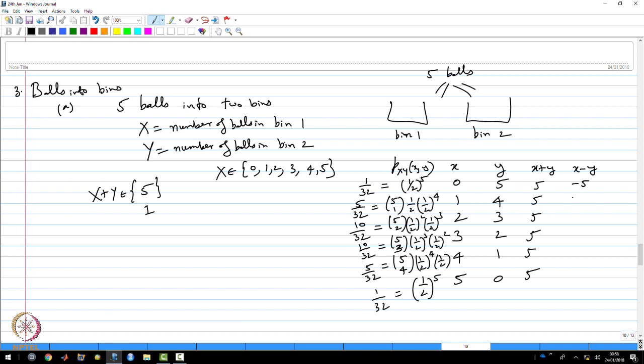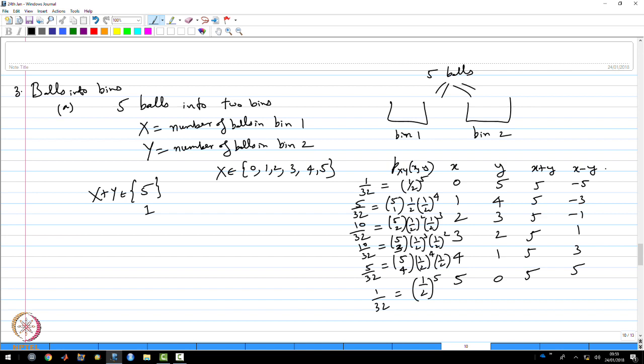If you look at x minus y, you have minus 5, minus 3, minus 1, 1, 3, 5. In fact, x minus y is the same as x in some sense. It takes 6 different values, minus 5, minus 3, minus 1, 1, 3, 5, but they're all different. So the probability that x minus y is minus 5 is simply going to be 1 by 32. The probability that x minus y is minus 3 is simply going to be 5 by 32. There is no real operation to do. Two values don't repeat; all values are distinct. So x minus y and x are more or less the same. The probabilities with which they take values are the same, except that the values are different. That's all.